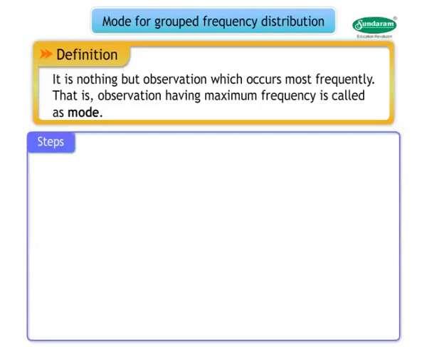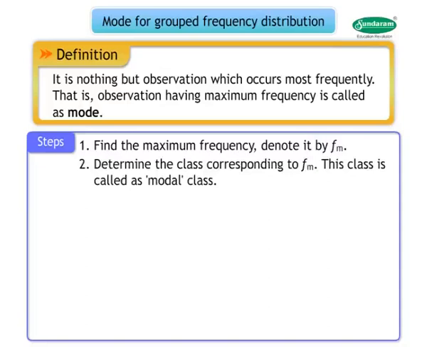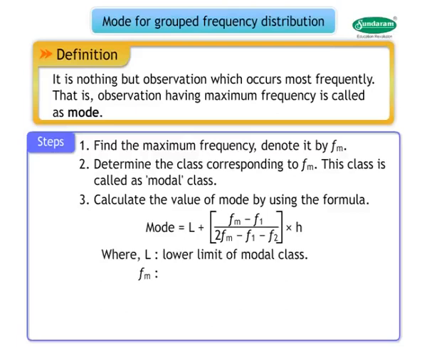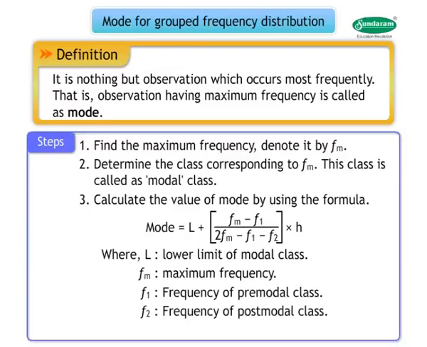Steps. Number 1. Find the maximum frequency, denote it by FM. Number 2. Determine the class corresponding to FM. This is called the modal class. Number 3. Calculate the value of mode by using the formula: mode equals L plus (FM minus F1) upon (2FM minus F1 minus F2) into H, where L is the lower limit of modal class, FM is maximum frequency, F1 is frequency of pre-modal class, F2 is frequency of post-modal class, H is width of modal class.